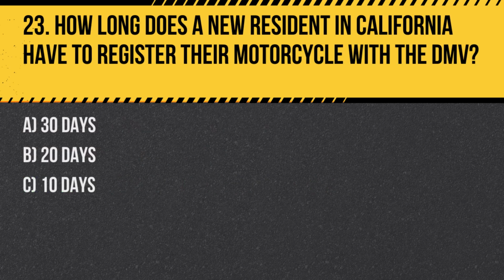Question 23. How long does a new resident in California have to register their motorcycle with the DMV? A. 30 days. B. 20 days. C. 10 days. Answer B. 20 days. New residents must register their motorcycles within 20 days to avoid penalties.